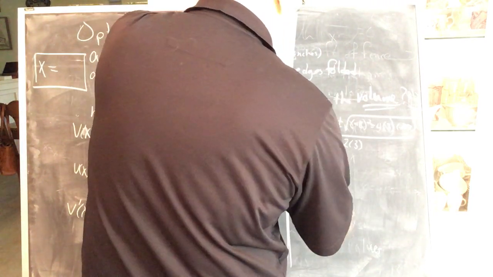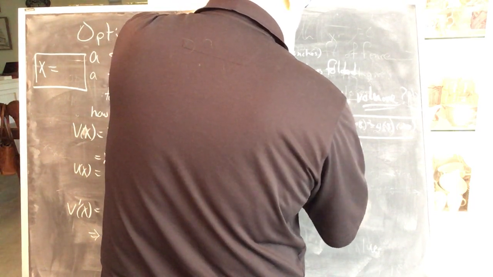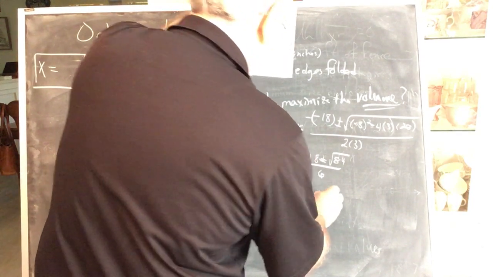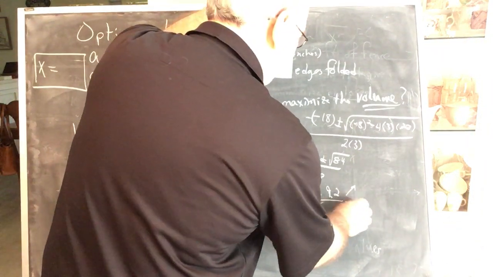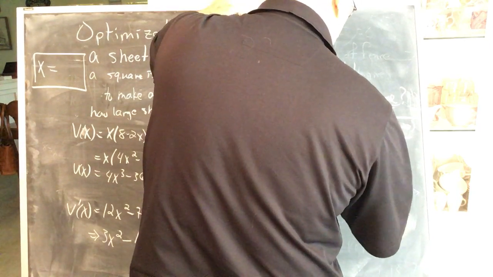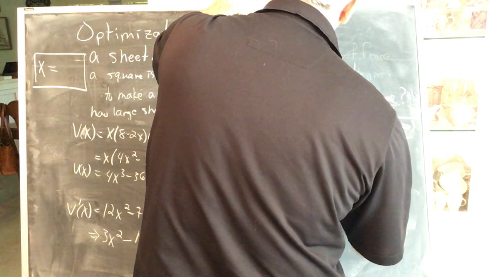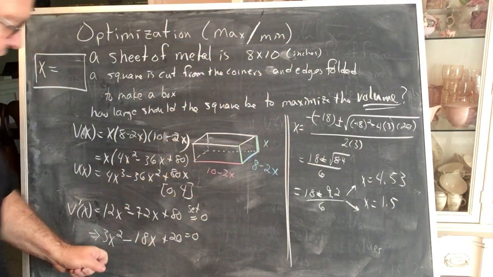And if you work that, that becomes 18 plus or minus the square root of 84 over 6, which is 18 plus or minus, this is approximate now, 9.2 all over 6. And if you compute those two values, one of them you get is x equal to 4.53. The other is x equal to approximately 1.5. These are approximations, but that's the quadratic formula with these specific numbers.